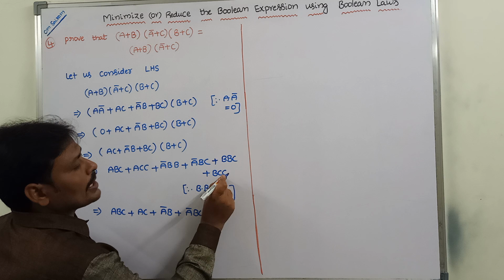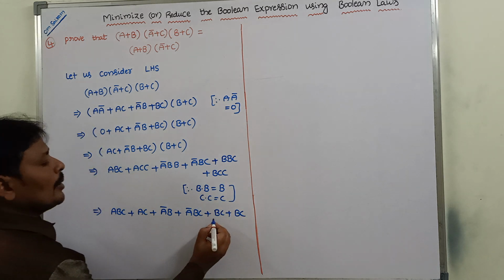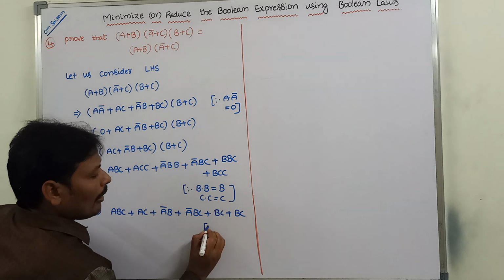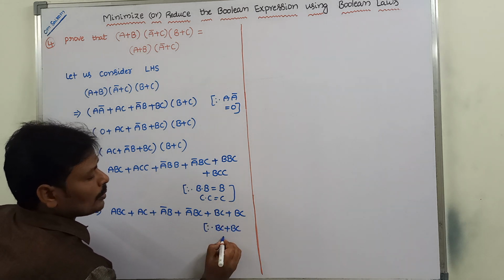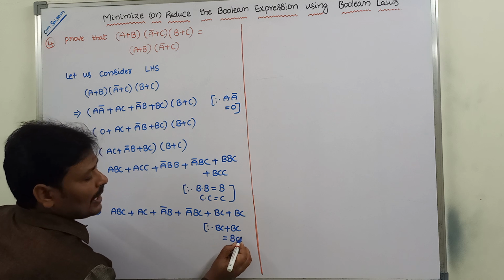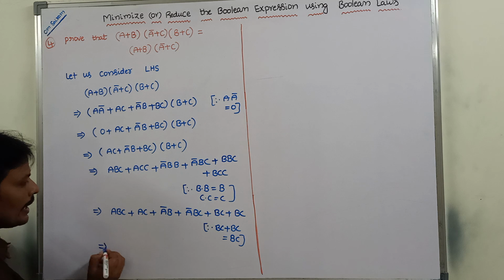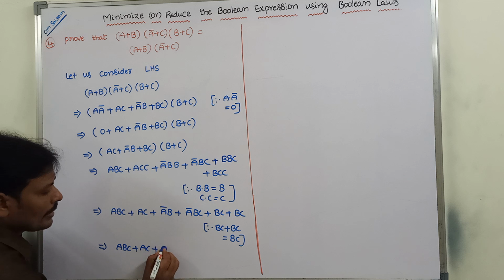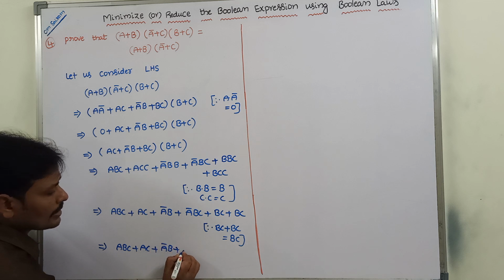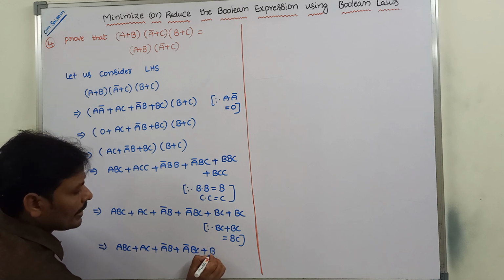Next, B into C is nothing but BC. Okay, so here BC plus BC, we already know that. So BC plus BC is equal to BC. It is like A plus A is equal to A. According to that, we are getting ABC plus AC plus A bar B plus A bar BC plus BC.